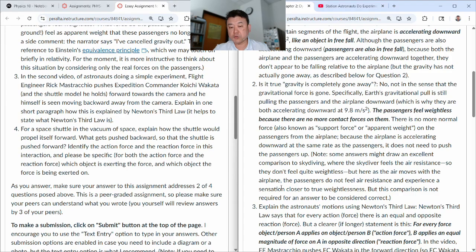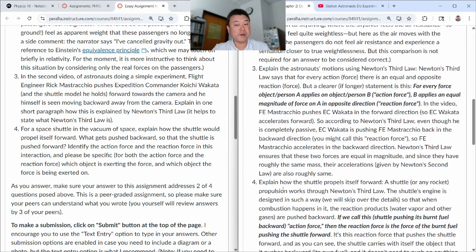And let me read the model answer. Explain the astronaut's motions using Newton's third law. Newton's third law says that for every action force, there is an equal and opposite reaction force. But a clearer, if longer, statement is this. For every force object or person A applies on object or person B, the action force, B applies an equal magnitude of force on A in the opposite direction, the reaction force.